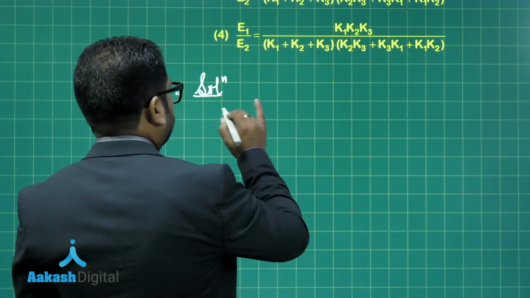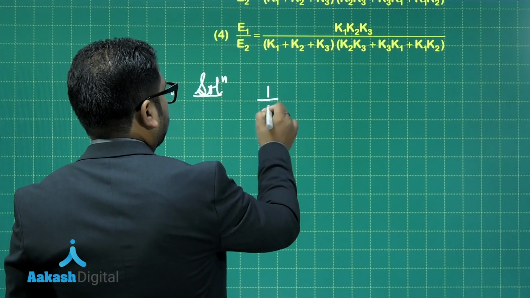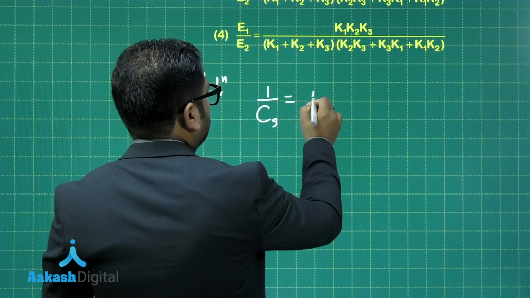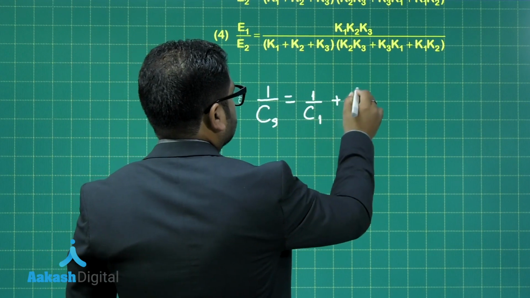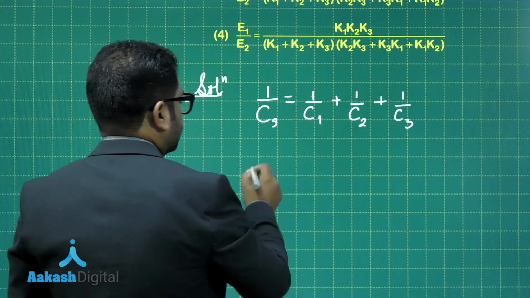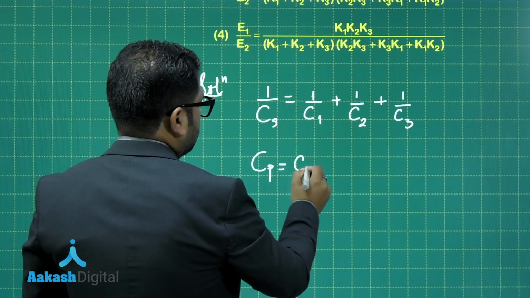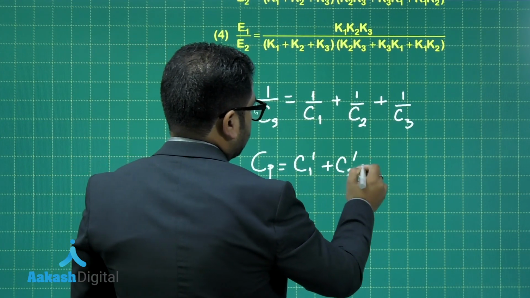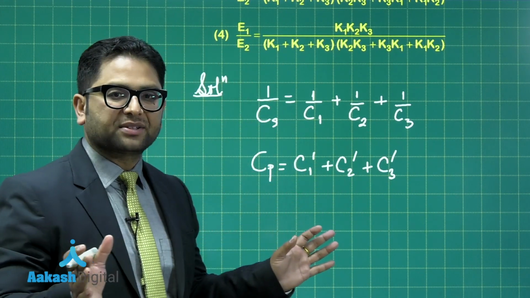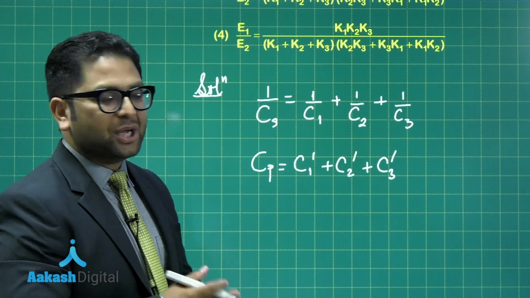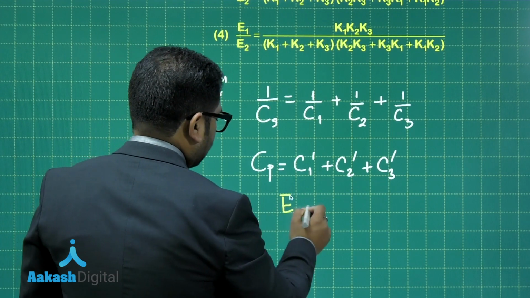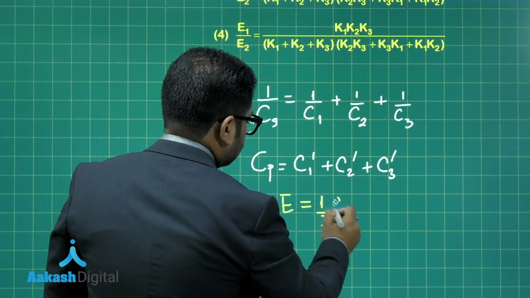And in the first case, you would get 1 by C series, let me write, would be equal to, of course, 1 by C1 plus 1 by C2 plus 1 by C3. Likewise, CP would be C1 dash plus C2 dash plus C3 dash. All right. So we calculated the capacitance in both the situations. And how about the energy? Well, the energy is, of course, not a surprise, equal to half of CV square.